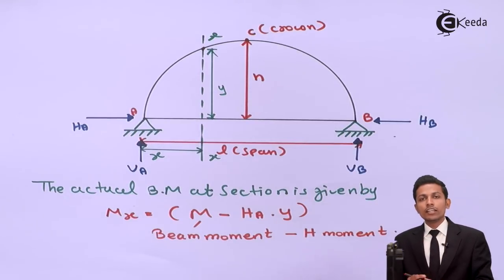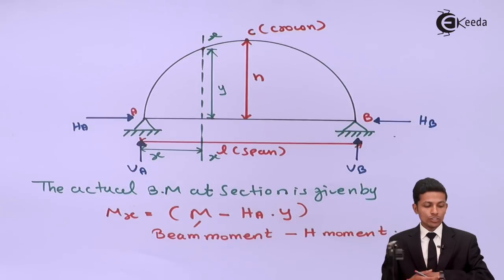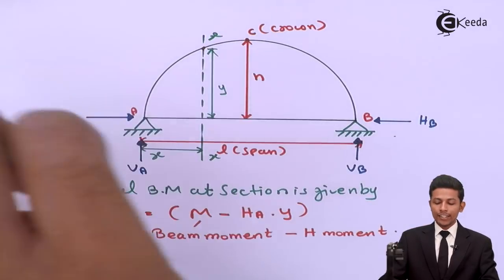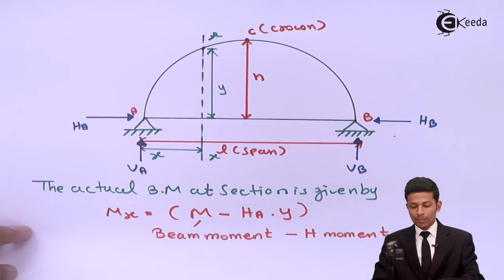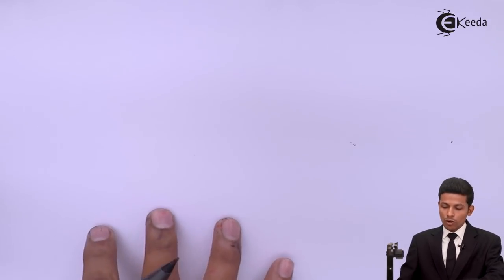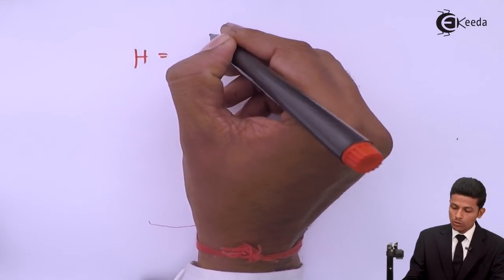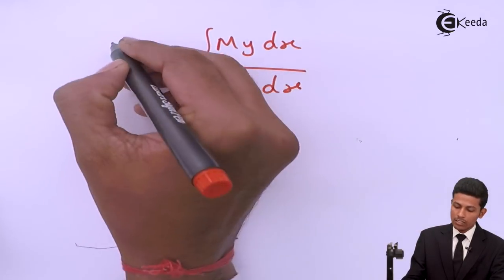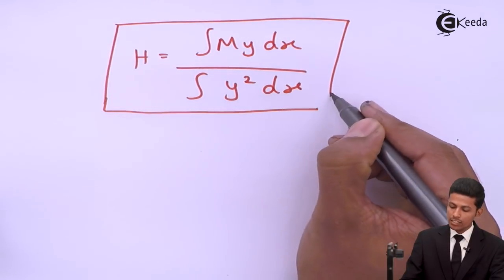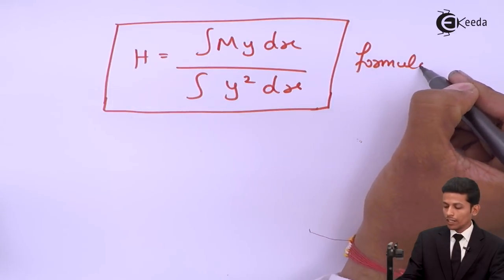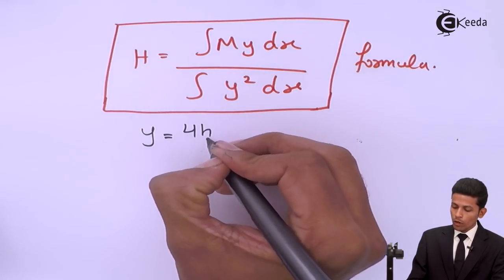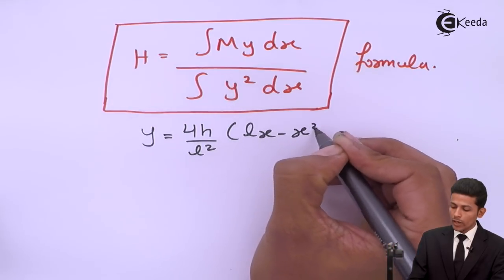Okay, now in SA2, in two hinged arches, we are using one formula to find H. In SA1, in determinate structures, we directly apply the bending moment at C and we can find the value of H, but in this one we use a formula for H. The formula is H equal to the integration of M y dx upon the integration of y square dx. This is an important formula in this chapter, remember it to find H. So remember this formula carefully. And y, as you all know, is 4h upon L square into (Lx minus x square). It is nothing but a parabolic equation.